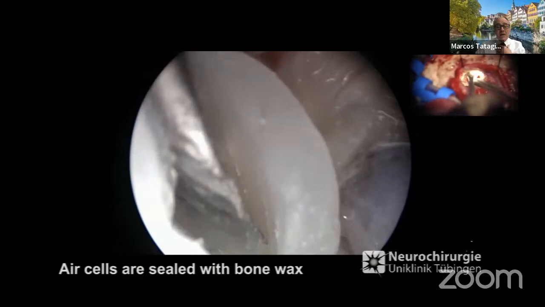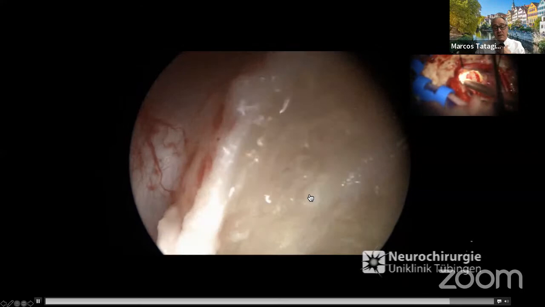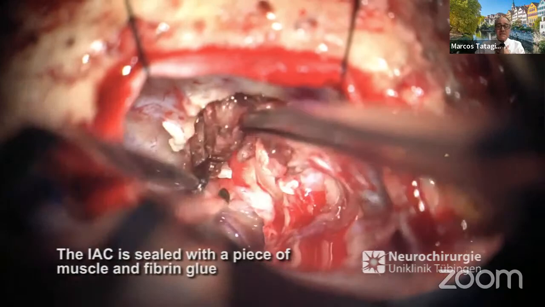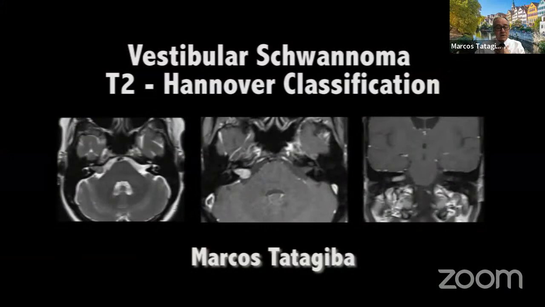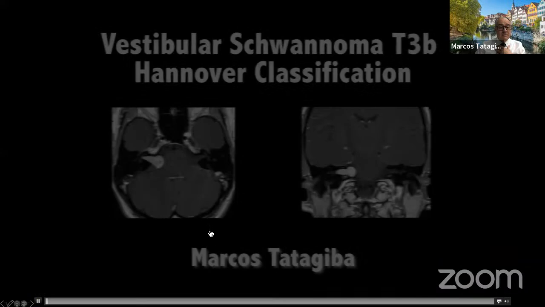So our technique to avoid it is to close directly under endoscope with bone wax, and then we put muscle and fibrin glue. So this is the technique we are using to avoid CSF leakage from the internal auditory canal. So another case is a little bit larger one. I have shown this case a couple of times because it's very illustrative.